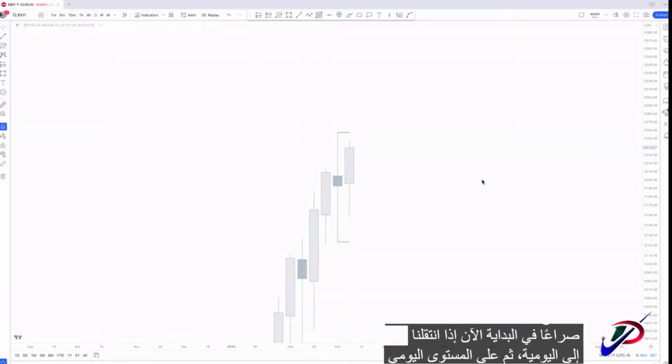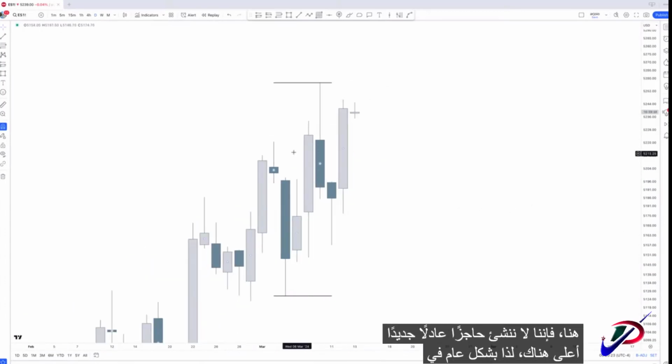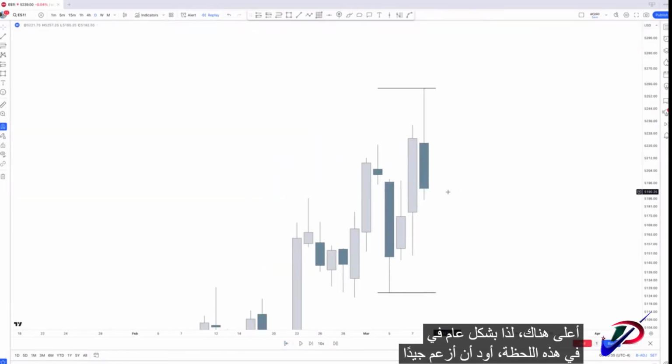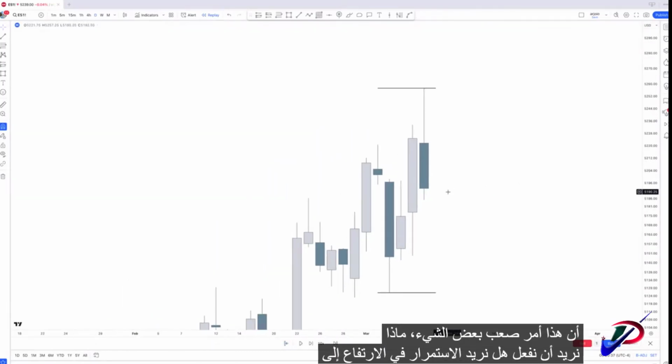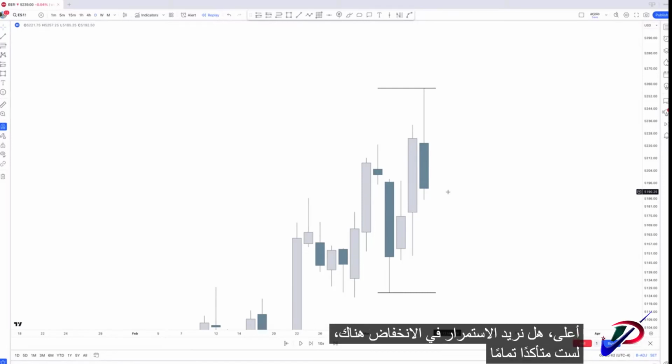Now, if we move on to the daily, then on the daily right here, we are not creating a new fair value gap higher right there. So overall, at this moment in time, I would argue, well, that's a little bit tricky. What do we want to do? Do we want to continue higher? Do we want to continue lower right there? I'm not too certain right here.